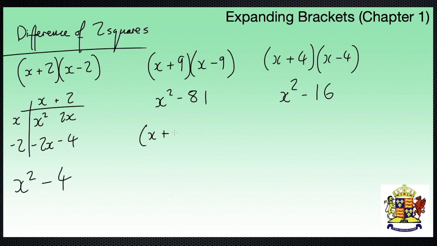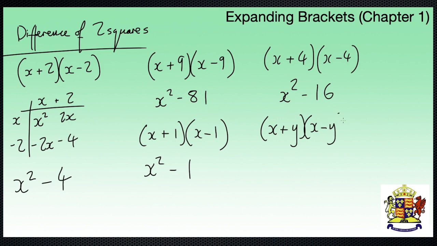Let's do one more, just because I'm showing off. So you can even do this, can't you? Well, think about it in exactly the same way. The first term is squared, the middle terms go, so the last term must be minus y squared.